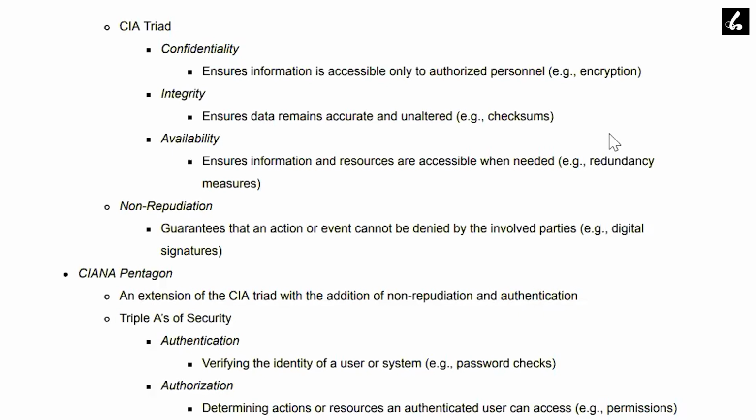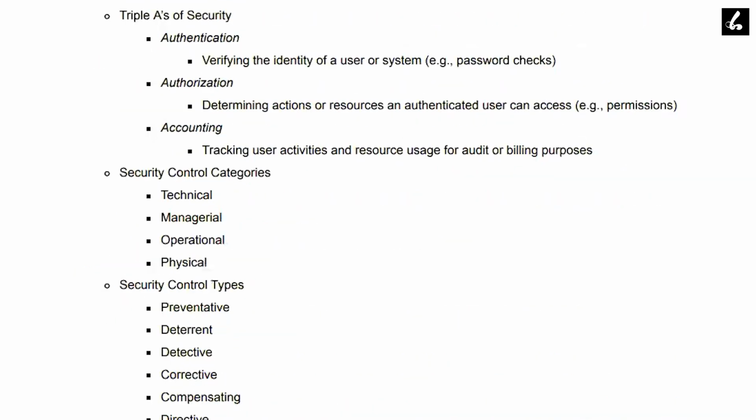So we have the CIA and then we have the triple A. What is triple A? Authentication, authorization, and accounting. Accounting means auditing of your activities, what you are doing in your activities. Then we have an audit trail.